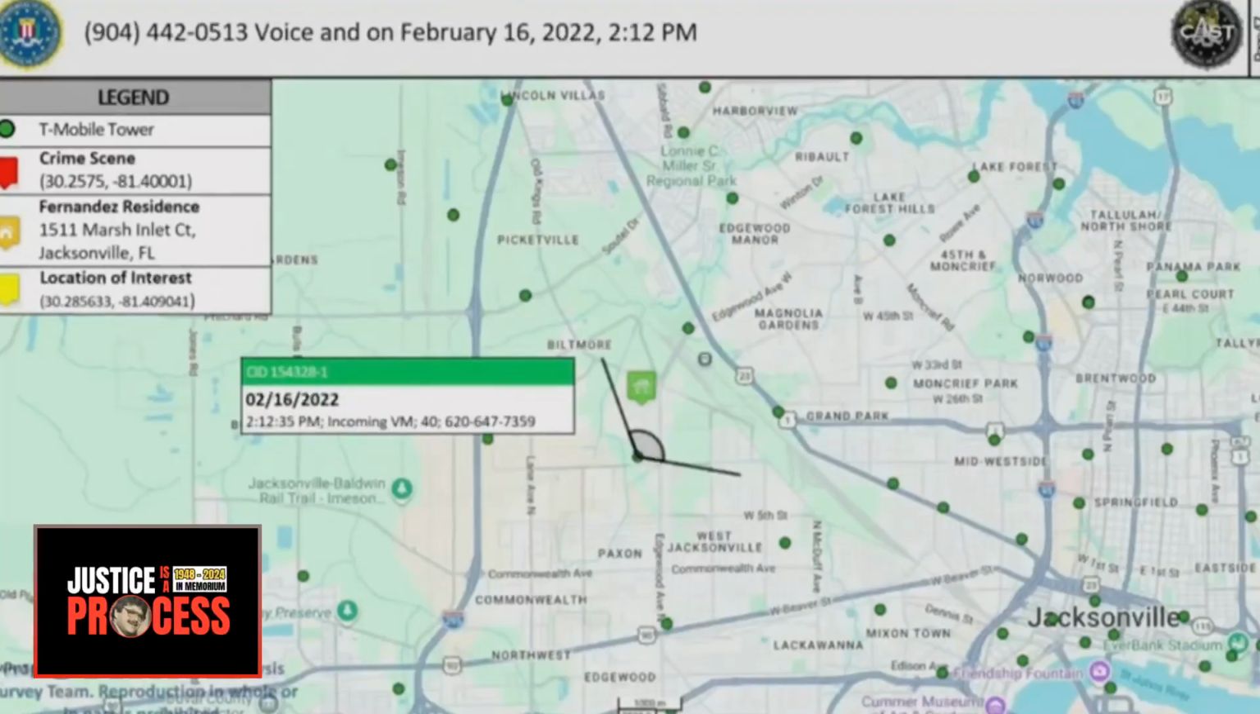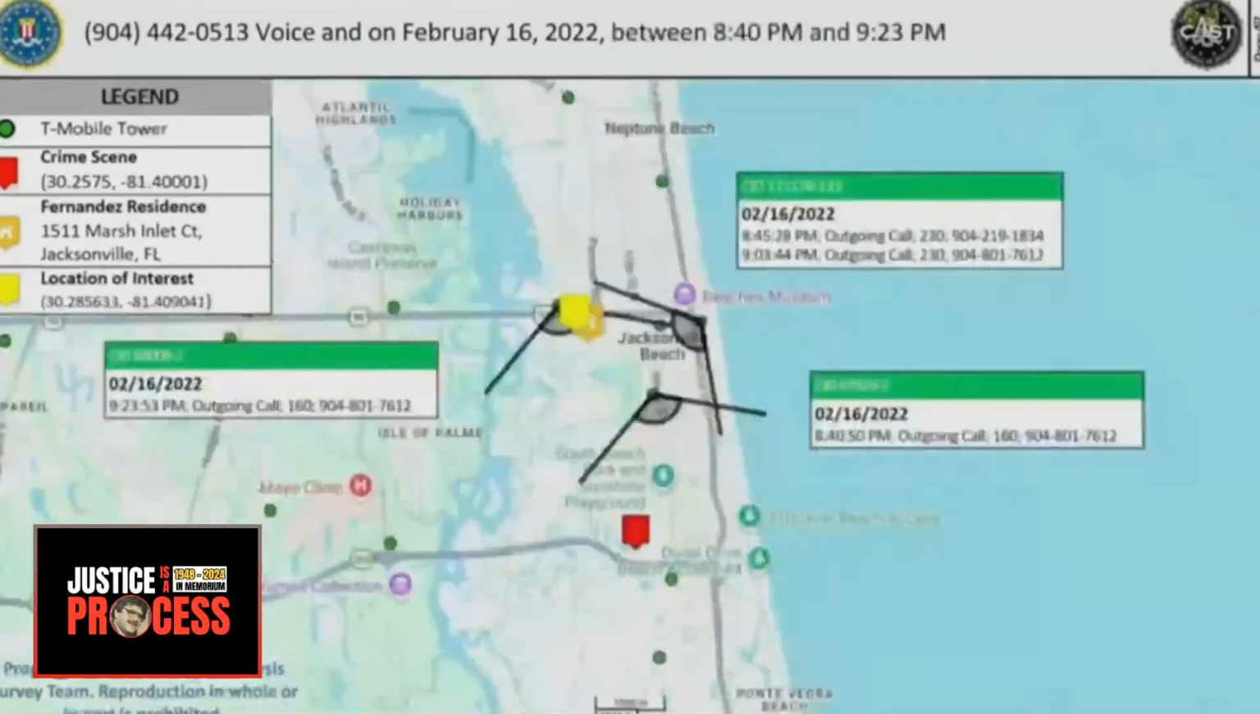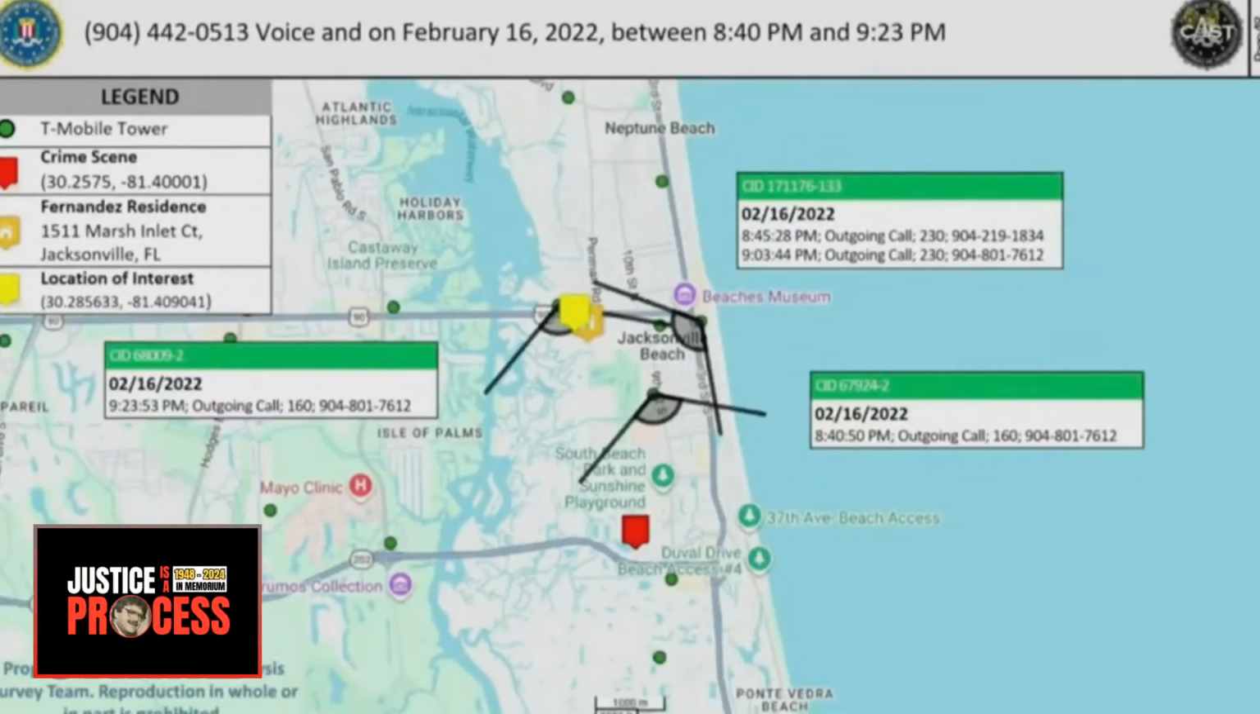And here I'm displaying a phone call that went to voicemail at 2:12 p.m. using the tower and sector to the south of the Tenon residence location. And here on February 16th, between 8:40 and 9:23 p.m., we see that there is cellular activity on this phone. Can you describe for the jury what this slide indicates to you?